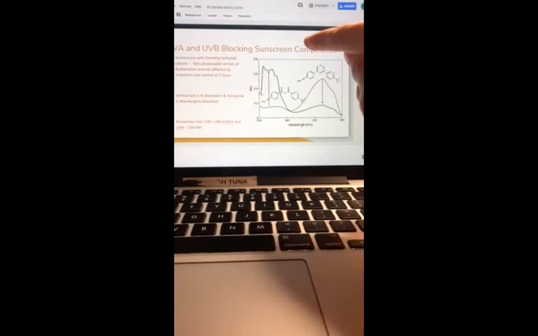And then the biggest problem is obviously environmental damage. Coral bleaching, oxybenzone has been shown to cause coral bleaching, as it causes coral to expel their zooxanthellae, causing mass coral bleaching events, so that the environmental damage is much worse than any human damage caused by the sunscreen.